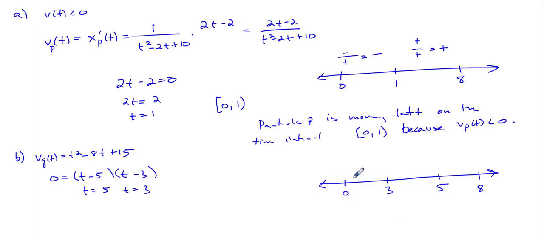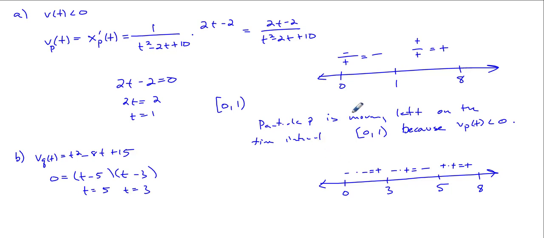Okay, what's the velocity at say 2? Well, remember, plug in 2 into our factored form. That would be 2 minus 5 is negative, times 2 minus 3 is negative. Negative times negative is positive. Plug in 4. 4 minus 5 is negative. 4 minus 3 is positive. Negative times positive, negative. Plug in, say, 6. 6 minus 5 is positive. 6 minus 3, positive, positive.